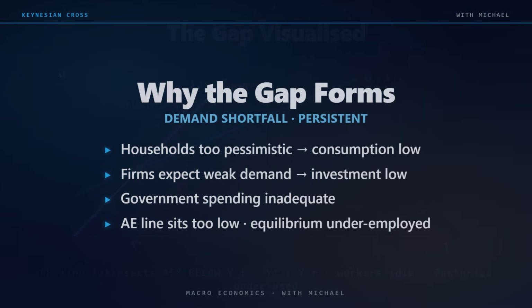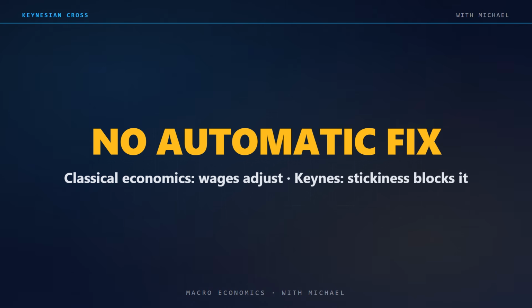Here is where fiscal policy enters. If the government increases its spending by a certain amount, let's call it delta G, then aggregate expenditure shifts up by delta G. The AE line moves up vertically. The new intersection with the 45-degree line is to the right of the old one. Equilibrium output rises. With the right amount of delta G, output can be brought all the way to the full employment level Y sub F. The deflationary gap is closed.